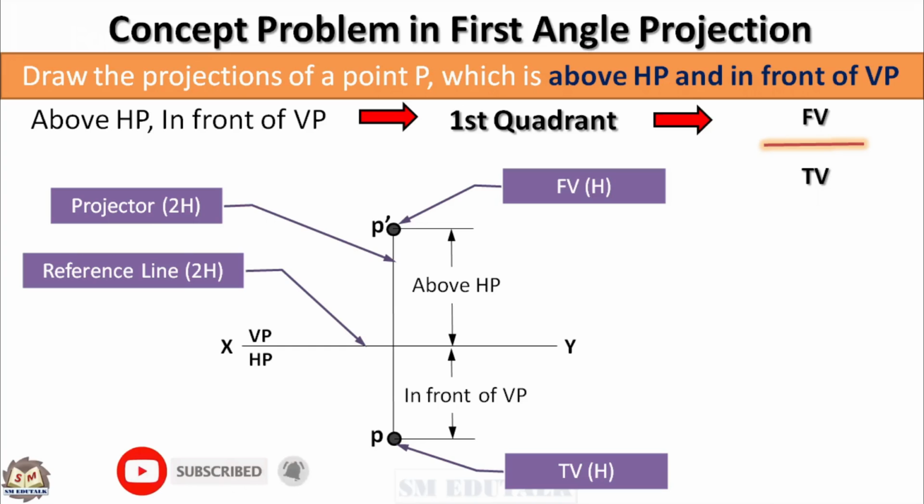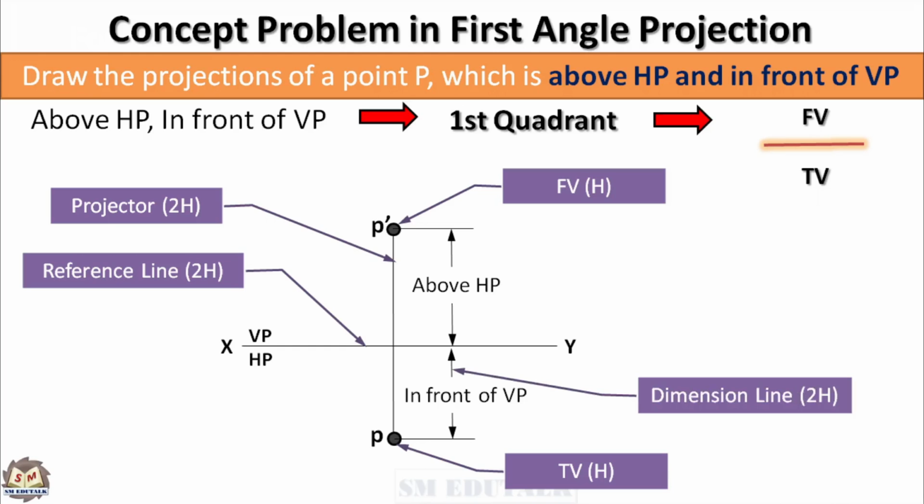The above HP and in front of VP conditions are the positions of the front view and top view from the XY line, and must be dimensioned. A line used for this purpose is called a dimension line. A dimension line must have 2 extension lines on both its ends. In fact, only after drawing the extension lines can a dimension line be drawn. Here, on one end of the dimension line, the XY line is there. So, on the other end, an extension line should be drawn. Both the dimension and extension lines are thin lines and should be drawn by a 2H pencil.